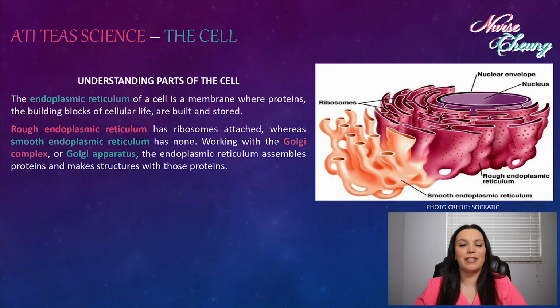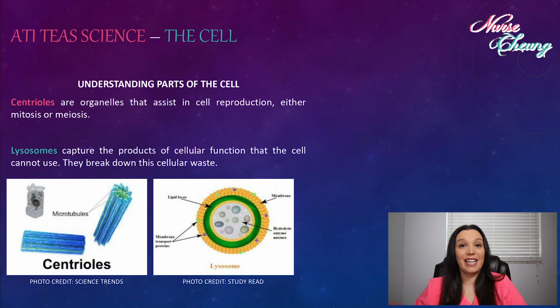The endoplasmic reticulum of a cell is the membrane where proteins and the building blocks of cellular life are built and stored. Rough endoplasmic reticulum has ribosomes attached, whereas smooth endoplasmic reticulum has none. Working with the Golgi complex or the Golgi apparatus, the endoplasmic reticulum assembles proteins and makes structures with those proteins. Centrioles are organelles that assist in cell reproduction, either mitosis or meiosis.